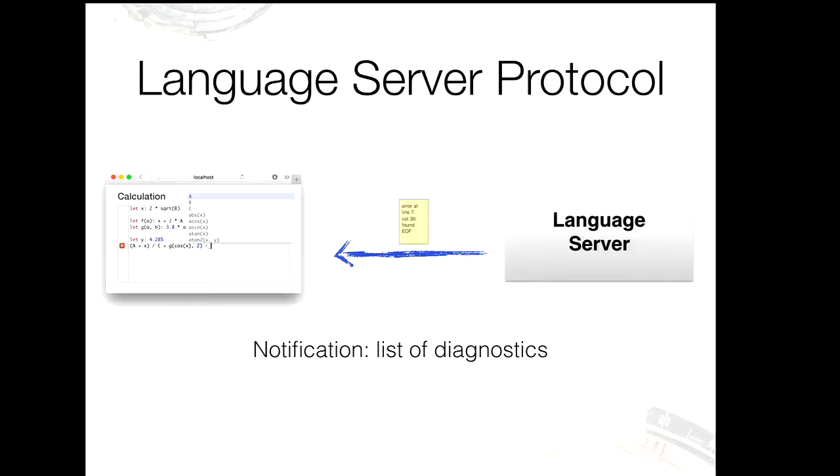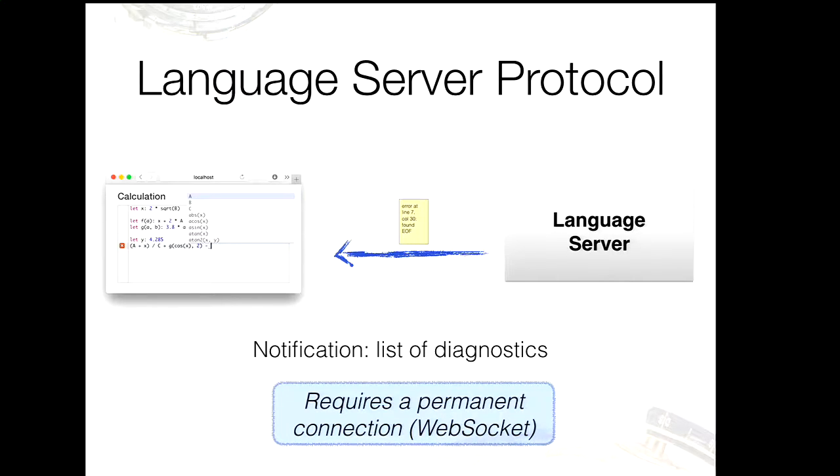So this is no longer possible, of course, using the servlet-based implementation that we had. Here we need a permanent connection. You could do this, for example, with a WebSocket. For VS Code, that's done using a separate process and standard I/O communication between the processes, or you could use any inter-process communication channel.